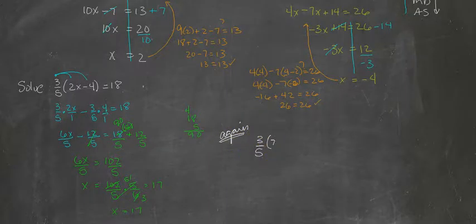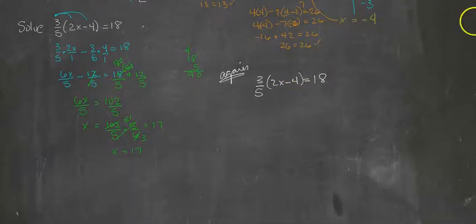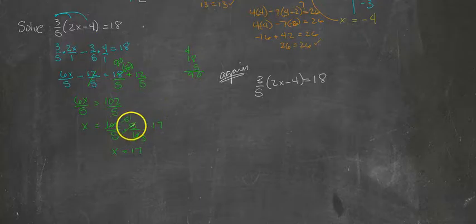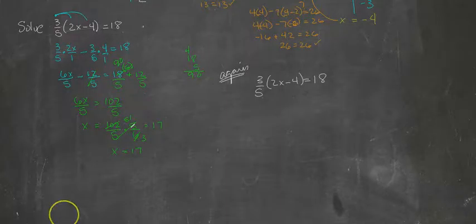3/5 times 2x minus 4 equals 18. So in this case, I'm looking at only factors. Notice that first thing I did was I multiplied 3/5, and then when I got down here, I canceled a 5 and I canceled a 3. I got rid of 3/5 down here. So we can take advantage of the fact that multiply and then divide is really just the same operation. They undo each other.